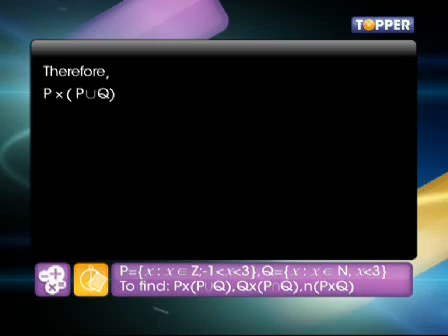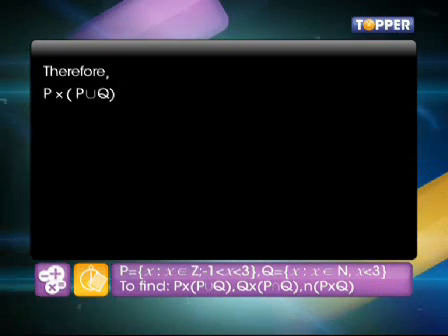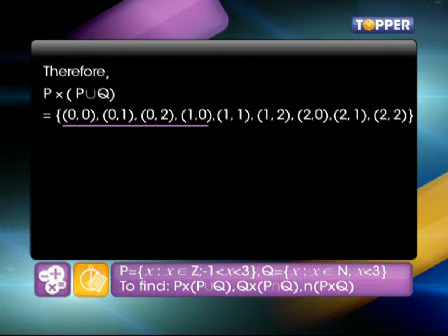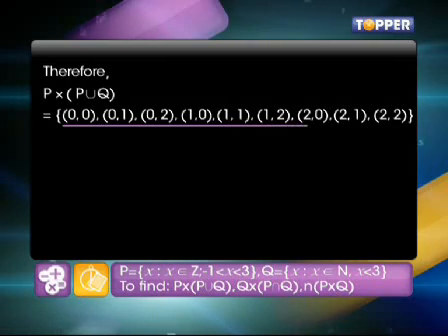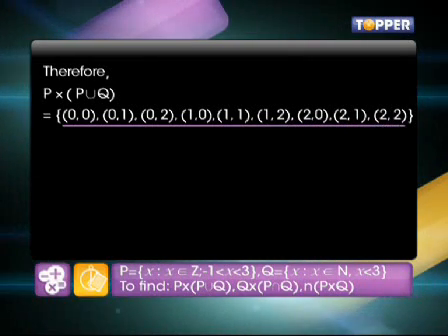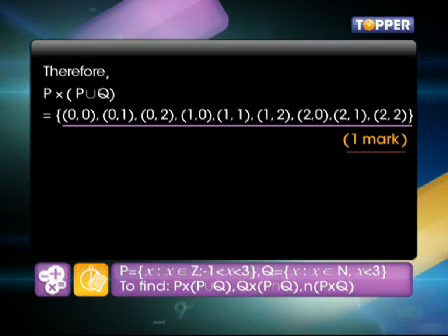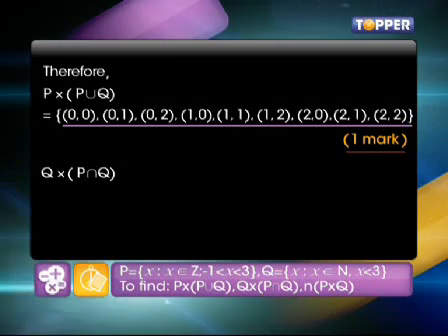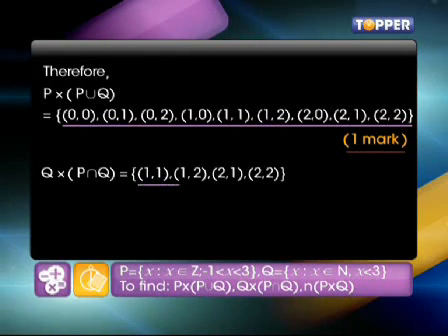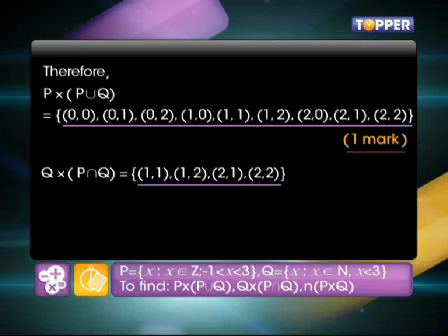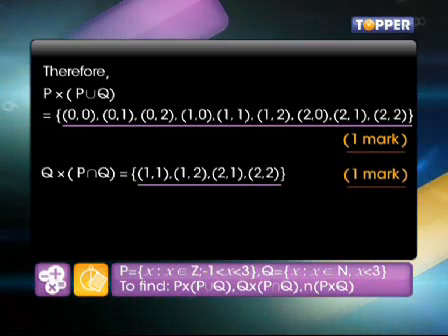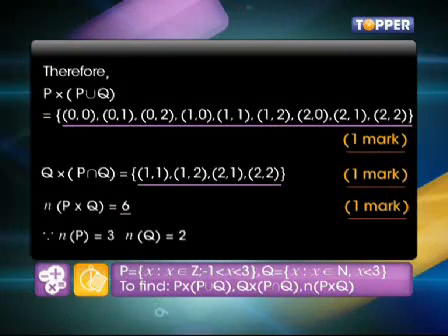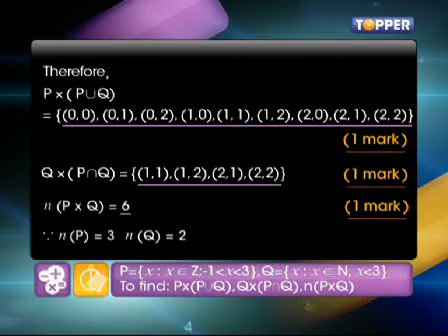Therefore, P cross (P union Q) is given by the set of ordered pairs (0, 0), (0, 1), (0, 2), (1, 0), (1, 1), (1, 2), (2, 0), (2, 1) and (2, 2). You get 1 mark for this. Similarly, Q cross (P intersection Q) is given by the set of ordered pairs (1, 1), (1, 2), (2, 1) and (2, 2). You get 1 mark for this. Now P cross Q has 6 elements because P and Q have 3 and 2 elements respectively.